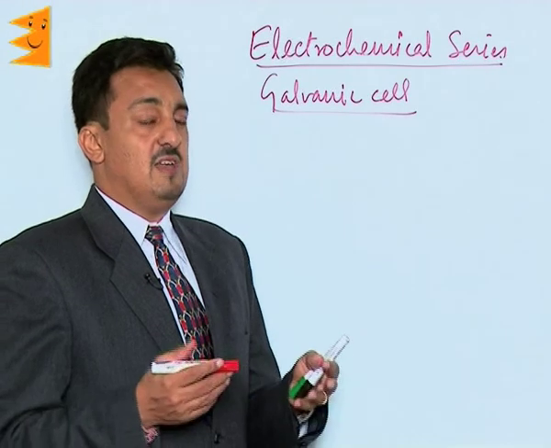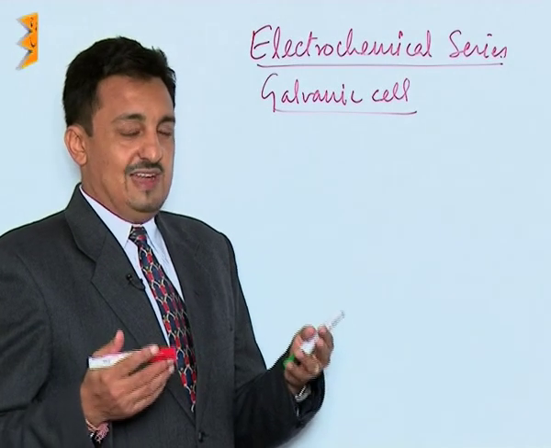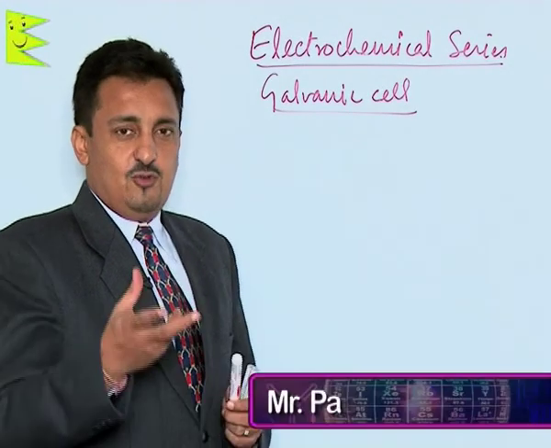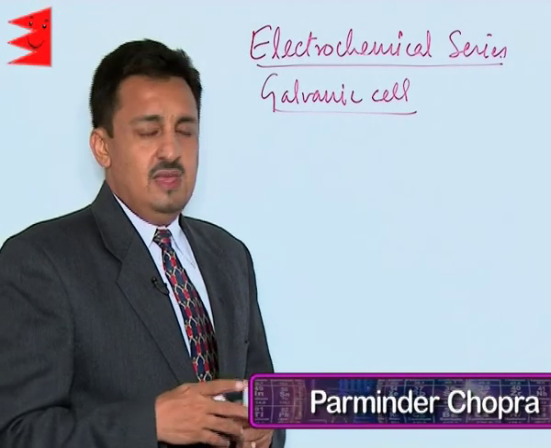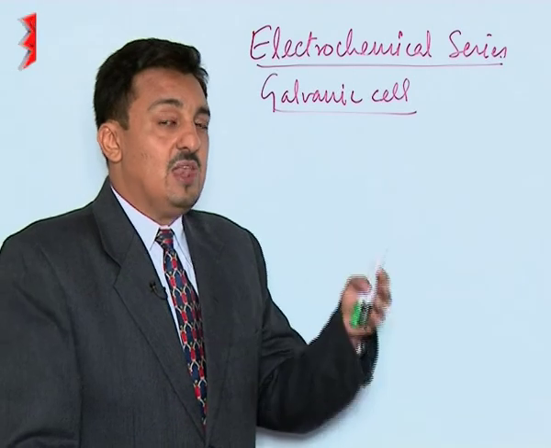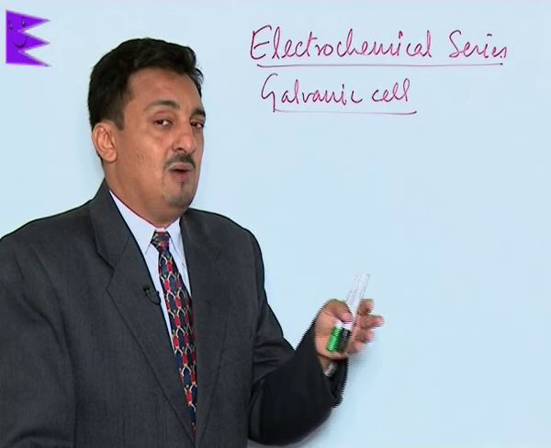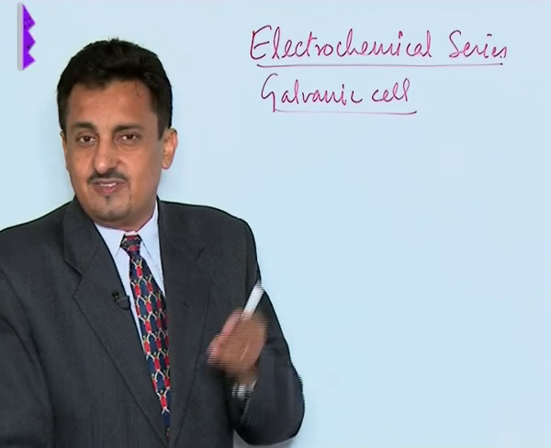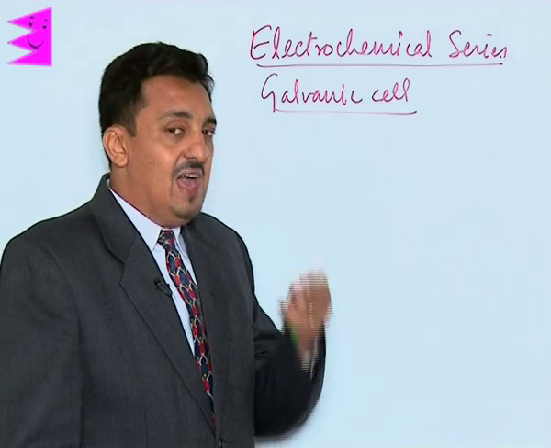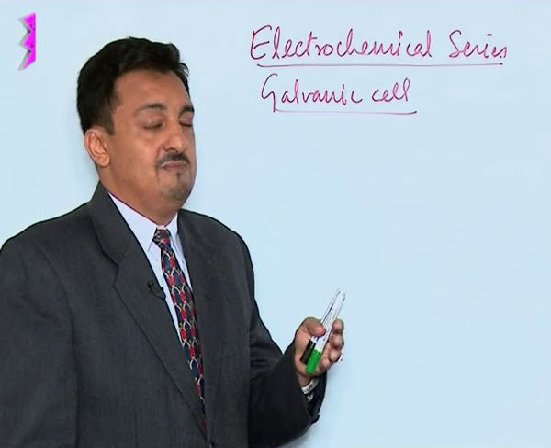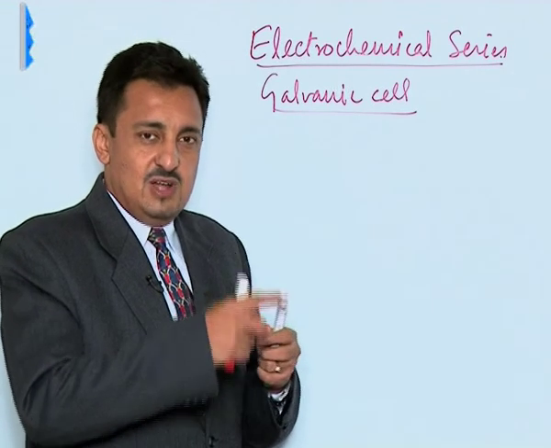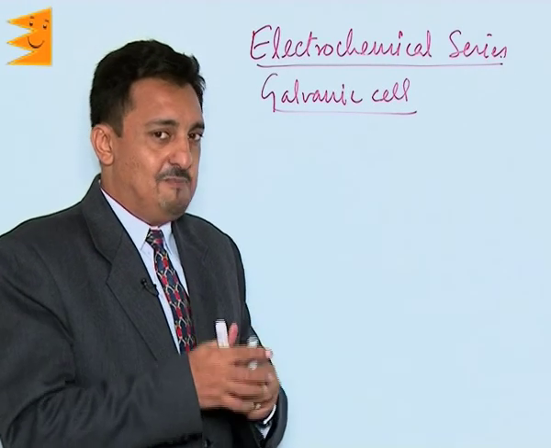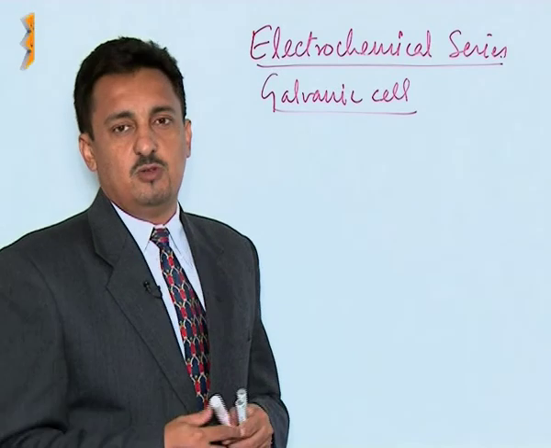Now let us see how we can prepare a galvanic cell with the help of the electrochemical series. As I have told you, we can select any two electrodes and connect them. Definitely the one with the lower E0 reduction value will become the anode, because that will get oxidized, and the one with the higher E0 reduction potential will become the cathode, and this is how the cell will start functioning. A spontaneous redox reaction will take place and an overall voltage output will come out.